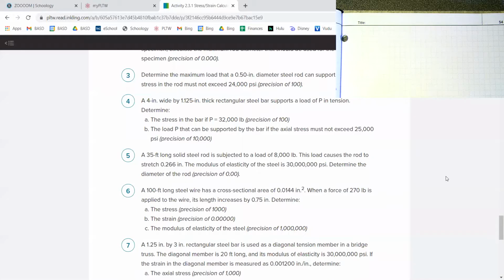Okay, hello, this is Mr. Bing and Project Lead the Way Engineering, second course, Principles of Engineering. We're looking at assignment 2.3.1, and I'm going to try to do problem number 5 right now.